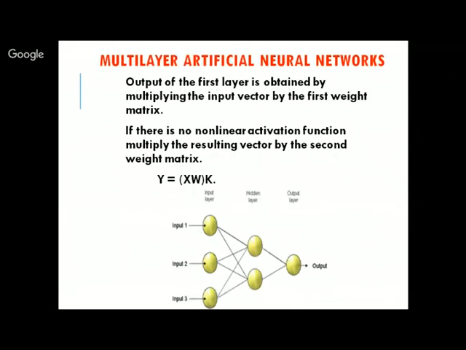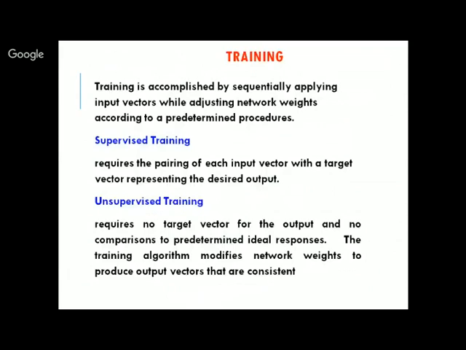Okay, so the output of the first layer is obtained by multiplying the input vector by the first weight matrix. So we get the output of the first layer, and then the output will be given to the next layer as input. Then again a second weight matrix will be multiplied with that and given to the next layer. So if you have 3 hidden layers, the output from each layer will be given as the input to the next layer. Okay, and in each layer you have a weight matrix and a nonlinear activation function, so that you get the output.